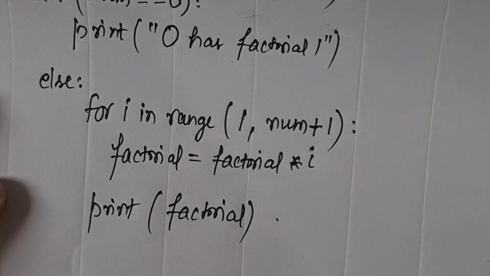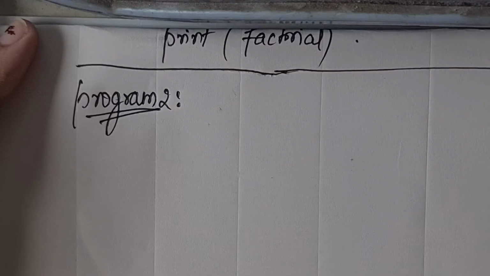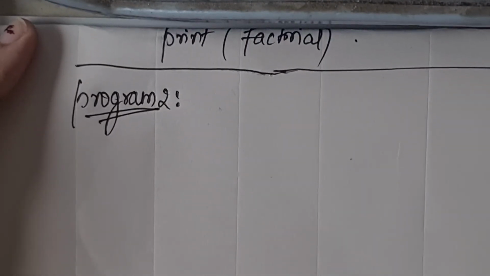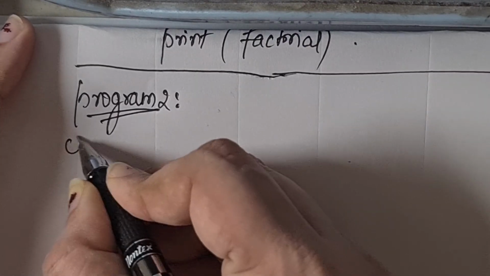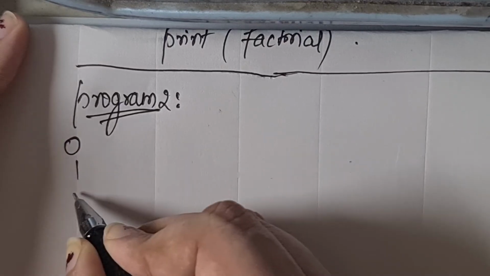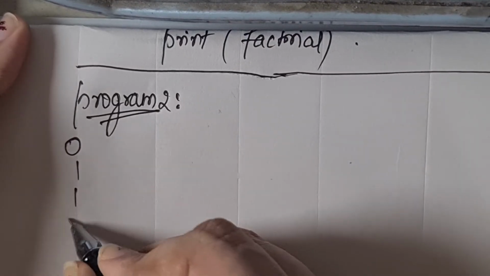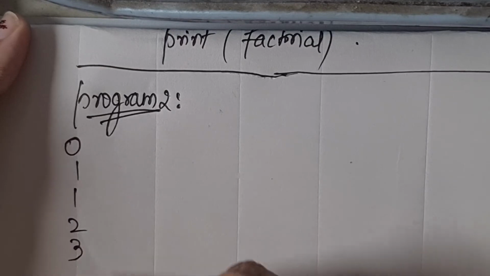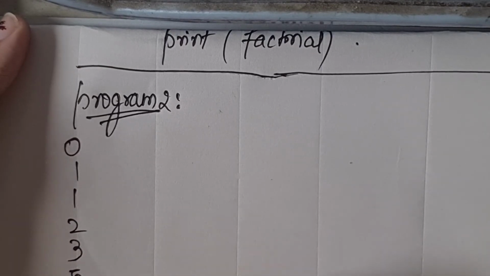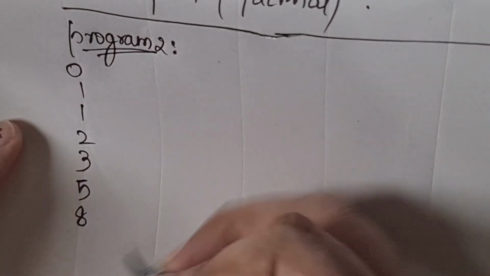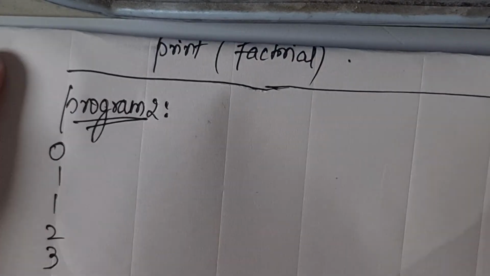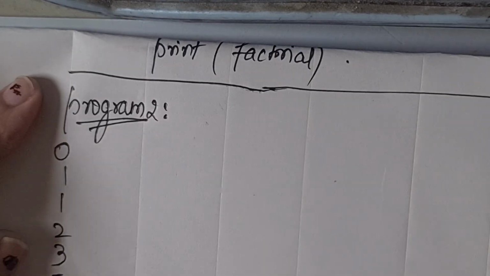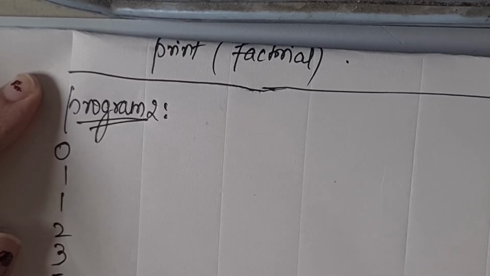Thank you so much. Now the next program is the Fibonacci series. The Fibonacci series is like 0, then 1, then 0 plus 1 is 1, then 1 plus 1 is 2, 2 plus 1 is 3, 3 plus 2 is 5, 5 plus 3 is 8. It goes on like this up to wherever you want. This is the program I am telling you about, printing this Fibonacci series.